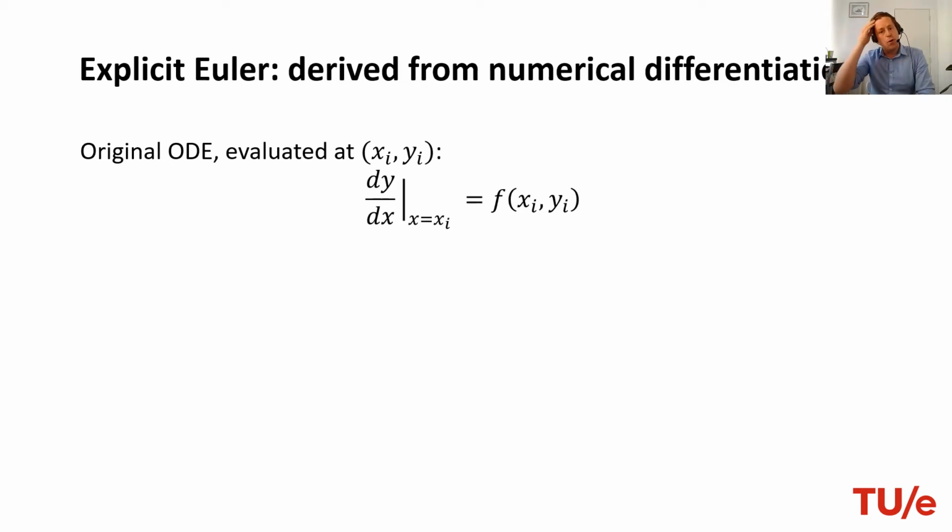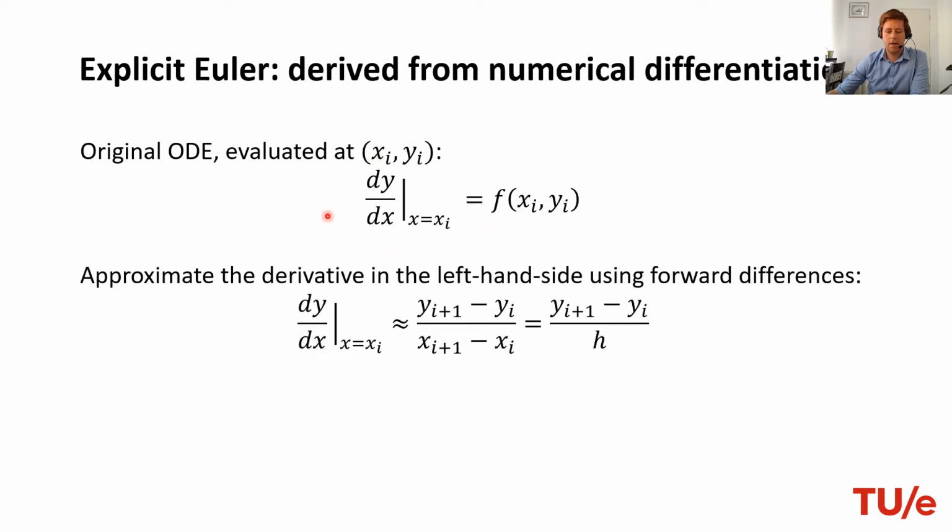Now, in addition to a derivation from numerical integration, we could also derive the explicit Euler formula from numerical differentiation. That starts from this original ODE that we evaluate at step i, so at xi and yi, which leads us to this. The right-hand side is then the function evaluated at xi and yi. And then we approximate this derivative using a forward finite difference approximation.